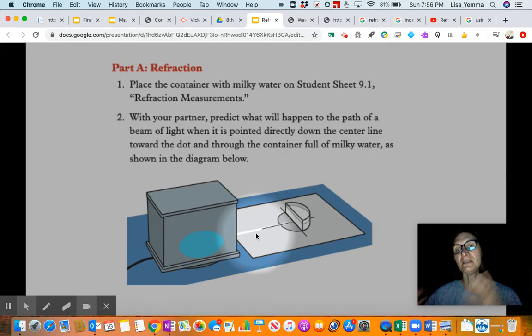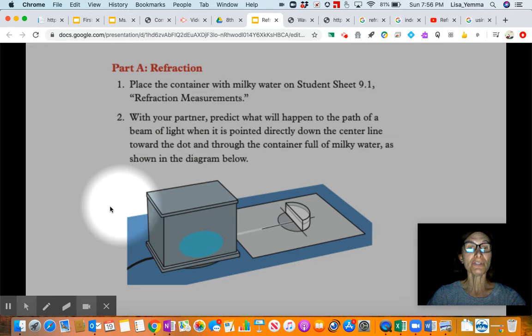And what we're wondering is, if light's traveling as a wave and light is traveling through air, will light do something different when it hits milk or water? Will light do something different when it hits plastic or glass? Will light do something different when it travels through the solar system and hits an object that's filled with hydrogen or helium or lithium? So we're wondering how light behaves.